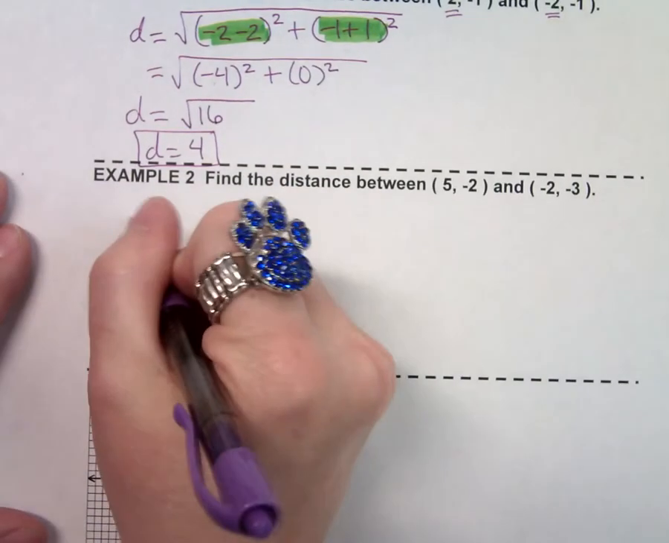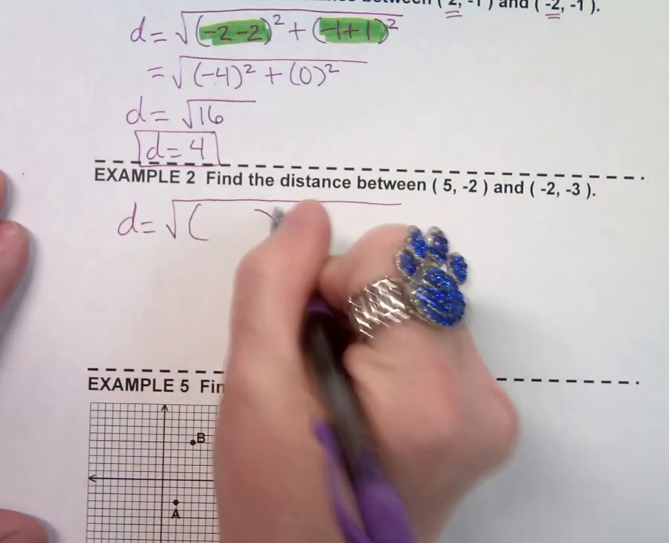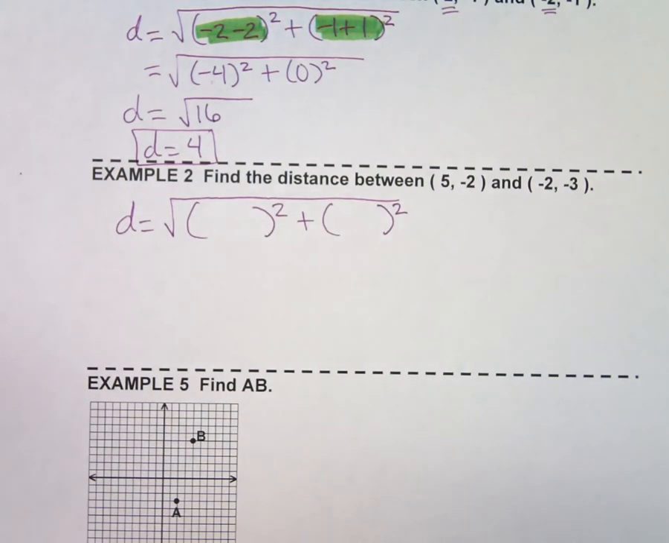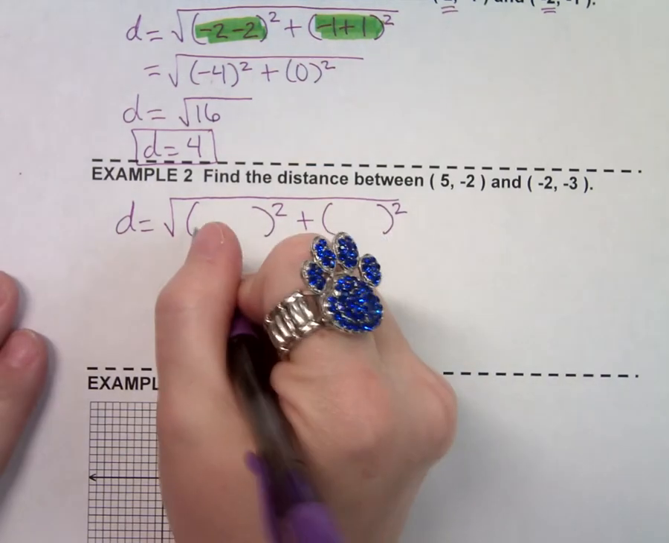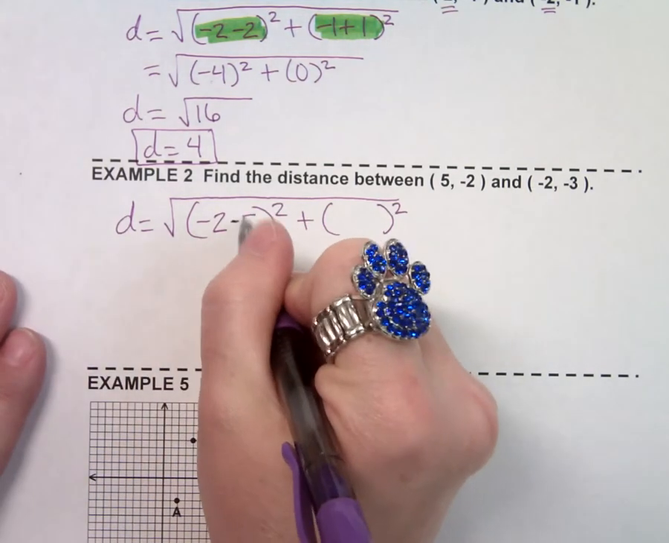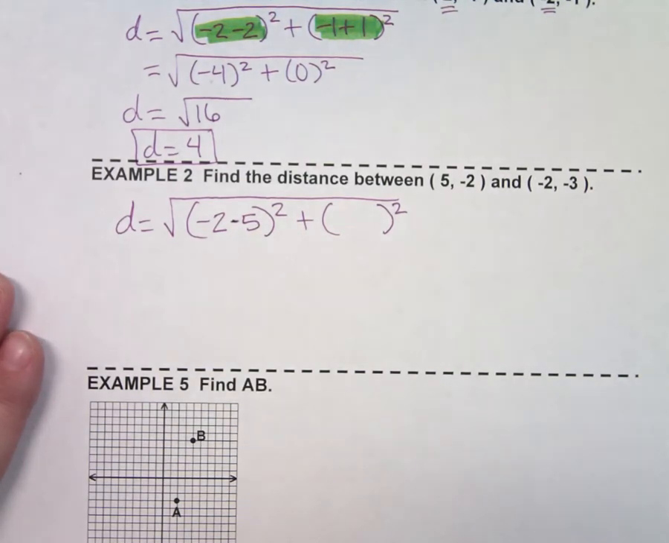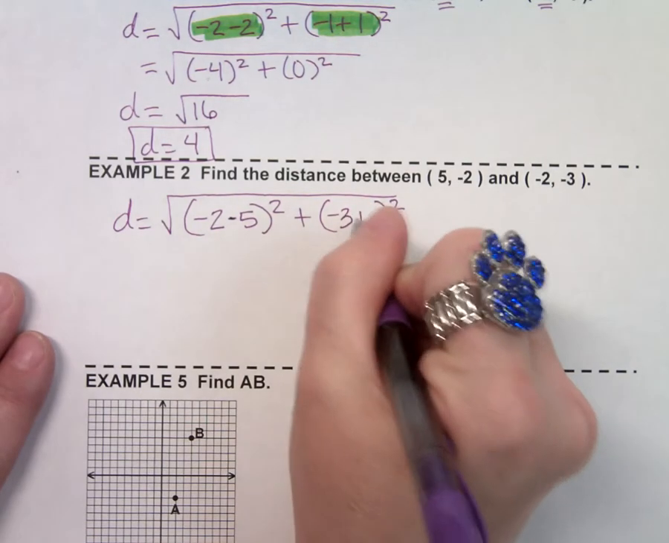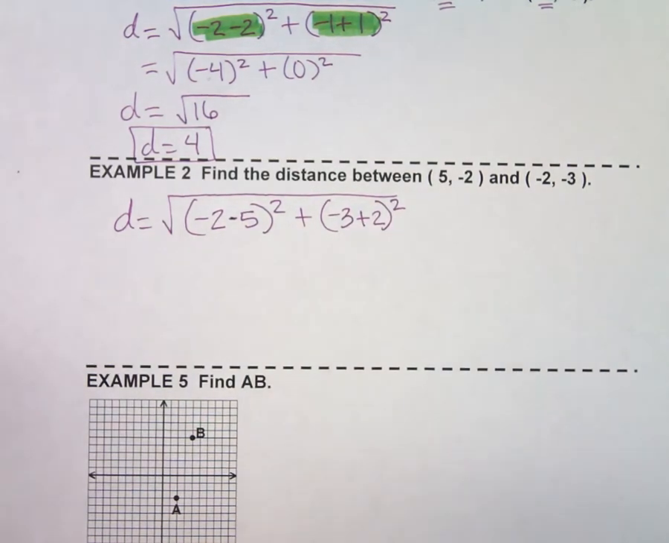Okay, let's look at another one. So I'm going to just get my setup ready to go. Giant square root, getting ready to subtract the x's and square, plus getting ready to subtract the y's and square. So what would it look like to take x2 minus x1? -2 minus 5. It doesn't turn into a plus because I'm not subtracting a negative. Okay, and then how about y2 minus y1? -3 plus 2. Yes, that one turns into a plus because we're subtracting a negative.